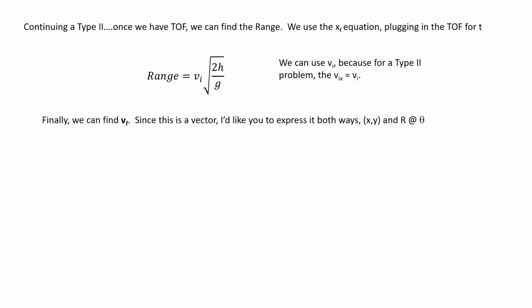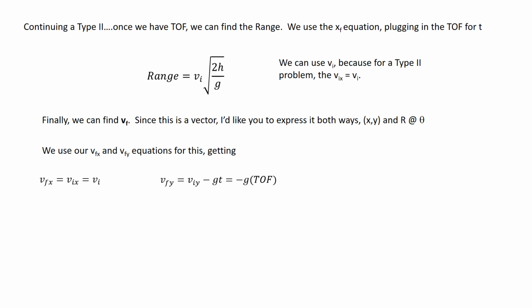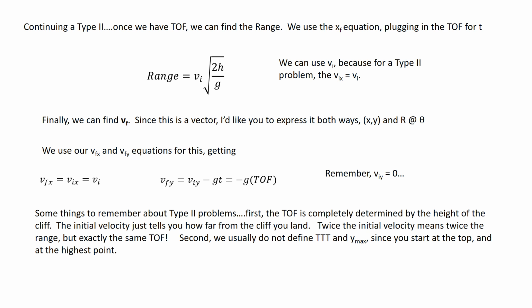I can finally find the v final vector. It's a vector, so I have to express it both ways, as an x and y and as an r at theta. I have to use my v final x and my v final y equations for getting this. I get that my v final x is equal to my v initial, and my v final y is going to equal minus g times the time of flight. Remember, my initial y velocity would be 0.